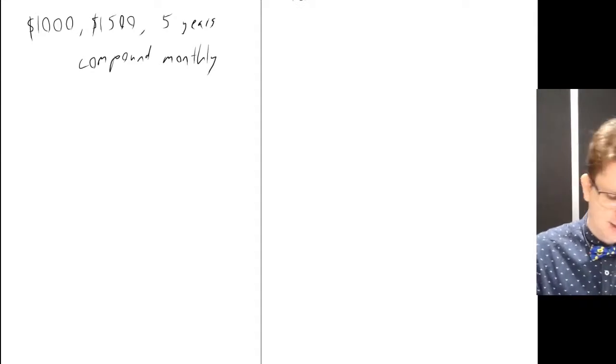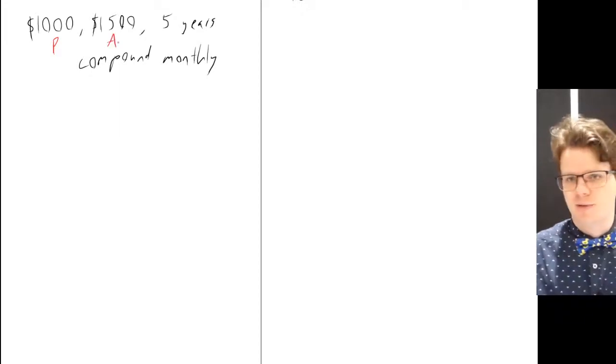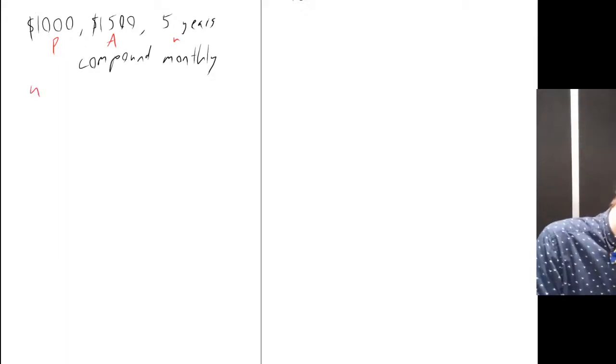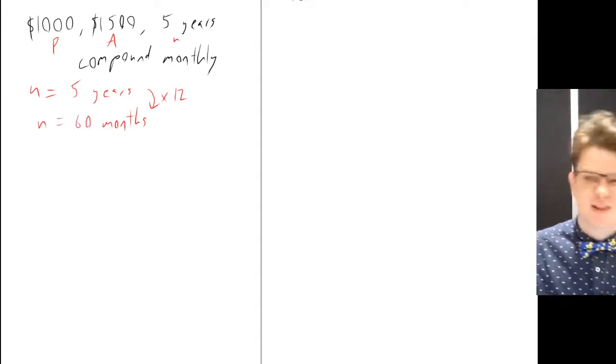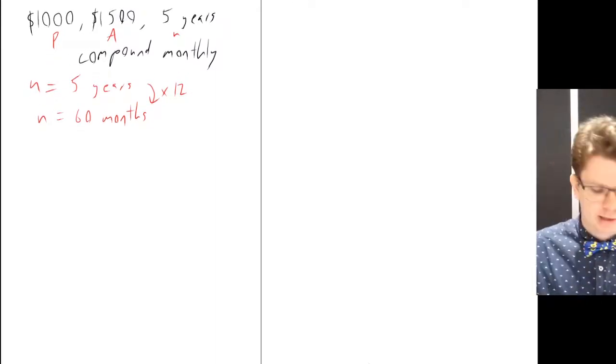Alrighty, well, most of it's nice and easy. My principal's still a principal. My future value is still my future value. And my n is still my n. Except I do have to play with my n a little bit, because now I'm not thinking in years, I'm thinking in months. So n is equal to 60 months. So it's a pretty big number.